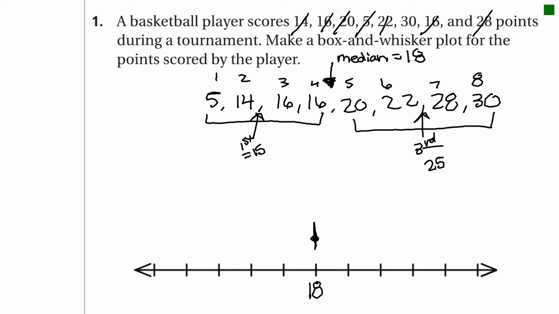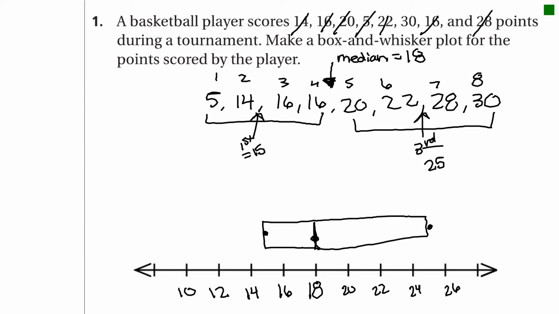So 18, let's go by twos: 20, 22, 24, 26. Right here at 25 is my third data point. 18, 16, 14, 12, 10. Right here at 15 is where my second point is. Here's how I'm connecting my box.